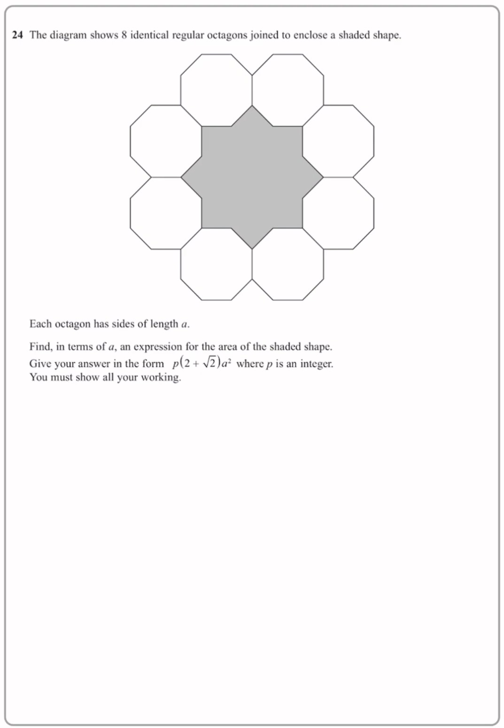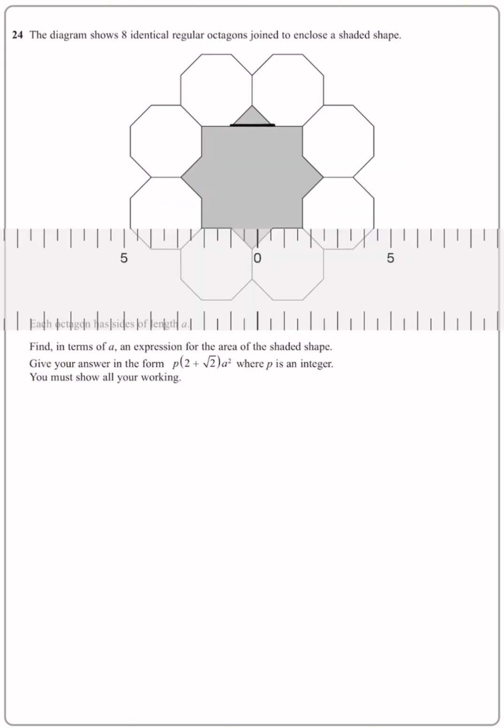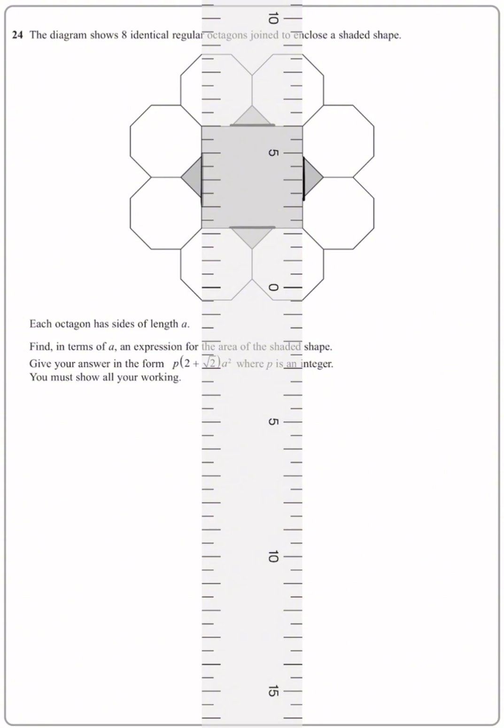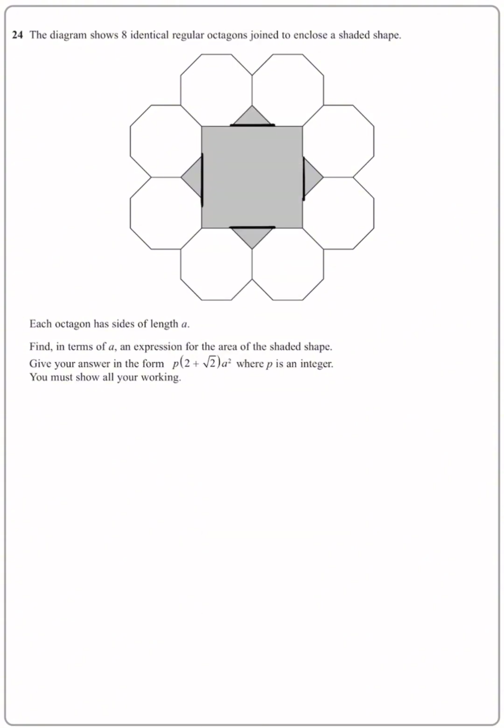Question number 24, this is the one that made the headlines in the news about impossible GCSE maths questions. Well, it's not impossible, and here's how to do it. So I'm going to split the shaded area up into a square with 4 triangles around the outside.